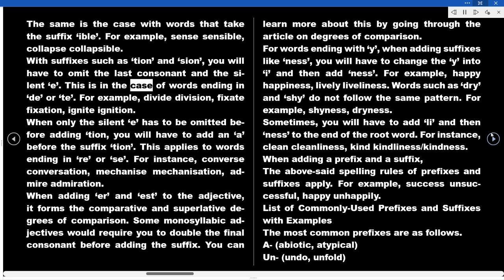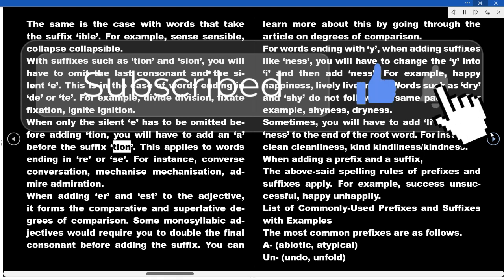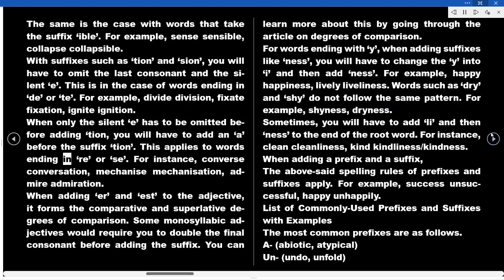This is in the case of words ending in de or te. For example, divide, division; fixate, fixation; ignite, ignition. When only the silent E has to be omitted before adding tion, you will have to add an A before the suffix tion. This applies to words ending in re or se. For instance, converse, conversation; mechanism, mechanization; admire, admiration.